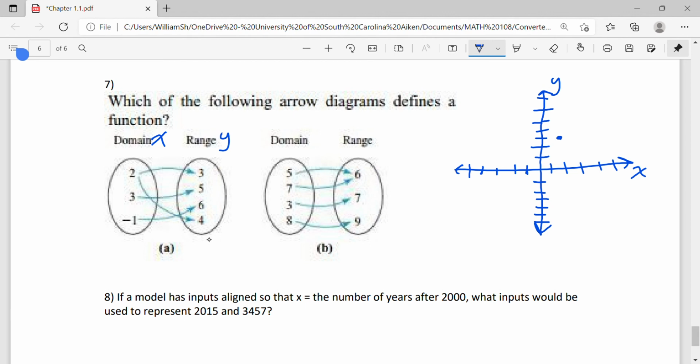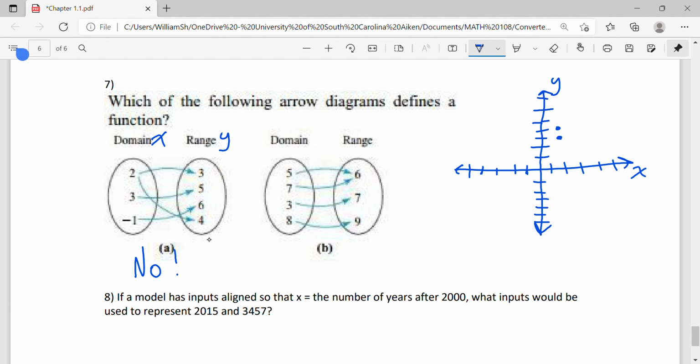So I've got a point here, but then I also have a 2, 4. Now, what you'll notice when I plot those 2 points is that if I were to draw a vertical line, it would hit both of those points. Because this x is repeated, like I've been saying, it's not a function. So, does it define a function here? No, this one does not.